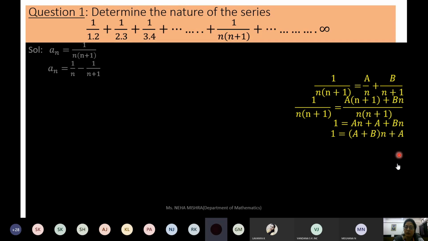Now what will you do? You will compare the coefficients. Now what is the coefficient?